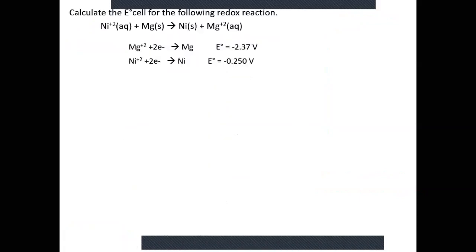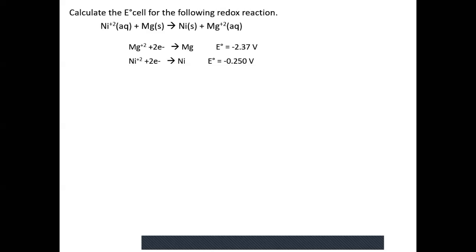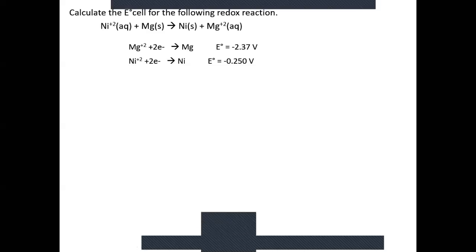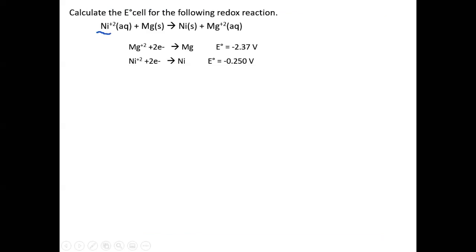So now let's say we want to calculate the cell potential of the following redox reaction. So what we have to do is determine which species is being oxidized and which species is being reduced. And so you'll notice here nickel 2 plus goes to nickel, so nickel is being reduced. Magnesium to magnesium 2 plus is being oxidized. And so typically it's the E of reduction of the cathode plus the E of oxidation of the anode. And so these are the cell potentials.